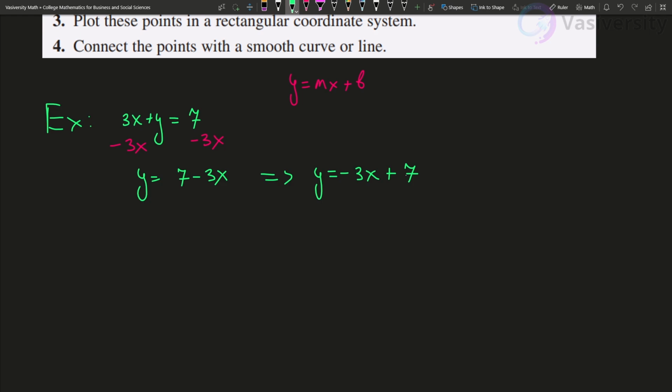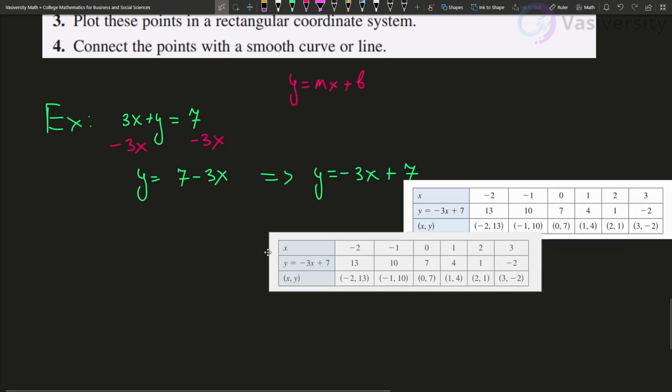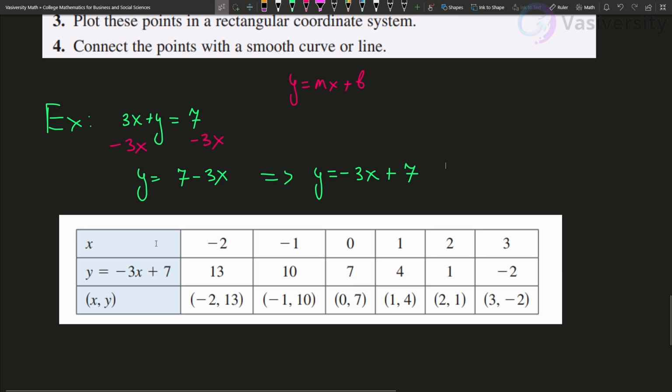Now we can draw a table and make the table. So here would be the example of the table for this equation. Okay, so we have x values, which I've started from -2, -1, 0, 1, 2, and 3. And then we would plug in x into the equation and simplify. Right, so we can do one example here.